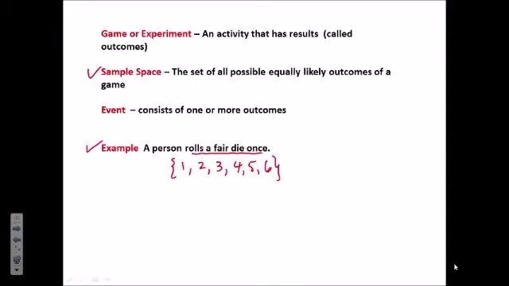Now, an event consists of one or more outcomes. So even is an event. What does even mean? Even means you get a 2, a 4, or a 6. The event 5 means you get a 5.